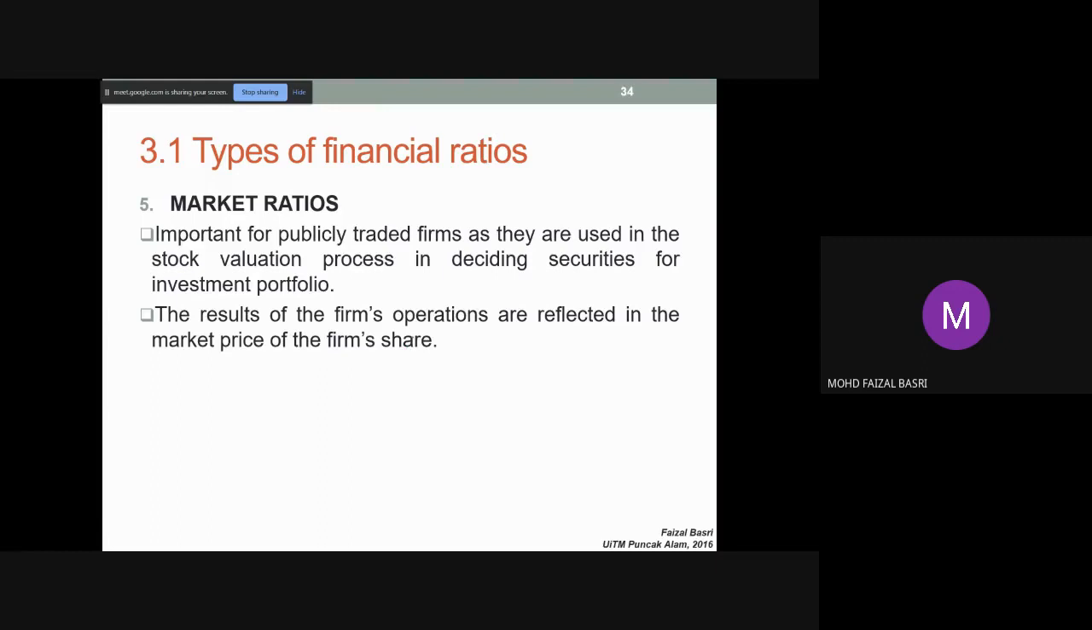Okay. So these market ratios, again, are only available for public listed companies. Because public listed companies are going to have a market price. For example, if a company is not public listed, it doesn't have a market price because it doesn't sell its shares in the share market. So market ratios are only available for public listed companies who trade their shares in Bursa Malaysia. They have a market price and a number of shares outstanding, which only public listed companies have.